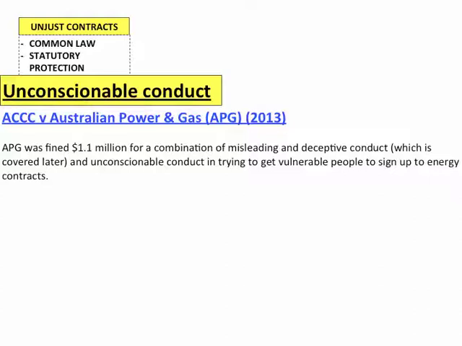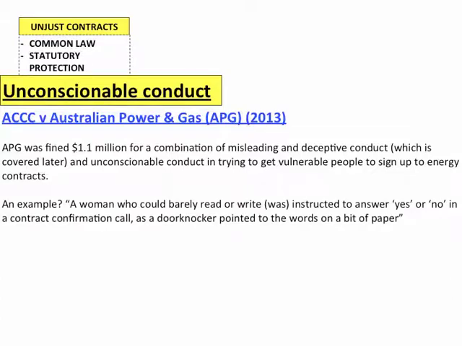So here's an example. There was a woman who really struggled with English. An Indian guy came to the house and said, look, we're going to sign this contract now. He got APG on the line, rang them up with his mobile, held the phone in front of her, and they did a contract confirmation call. You might have heard someone do this before, where you say yes, no, yes, yes, I understand, I agree, blah blah blah.